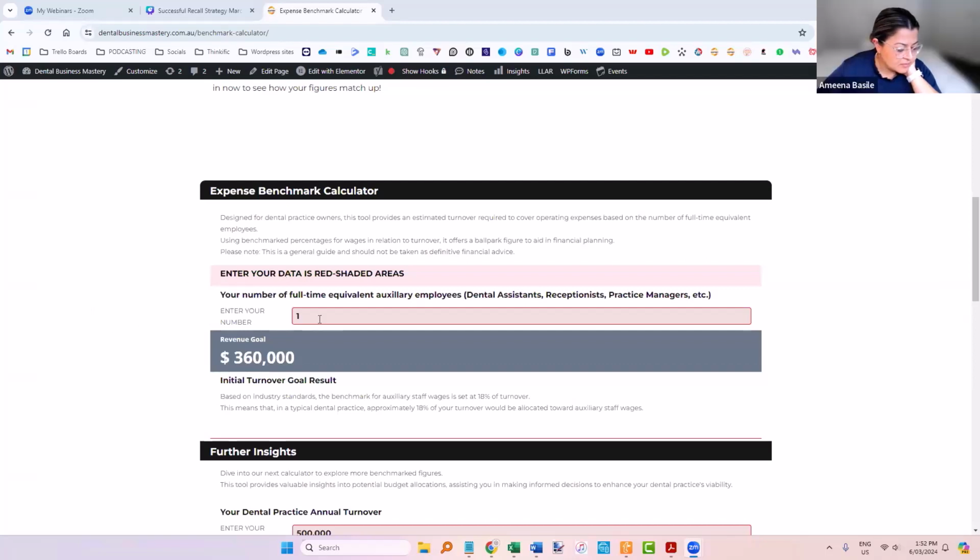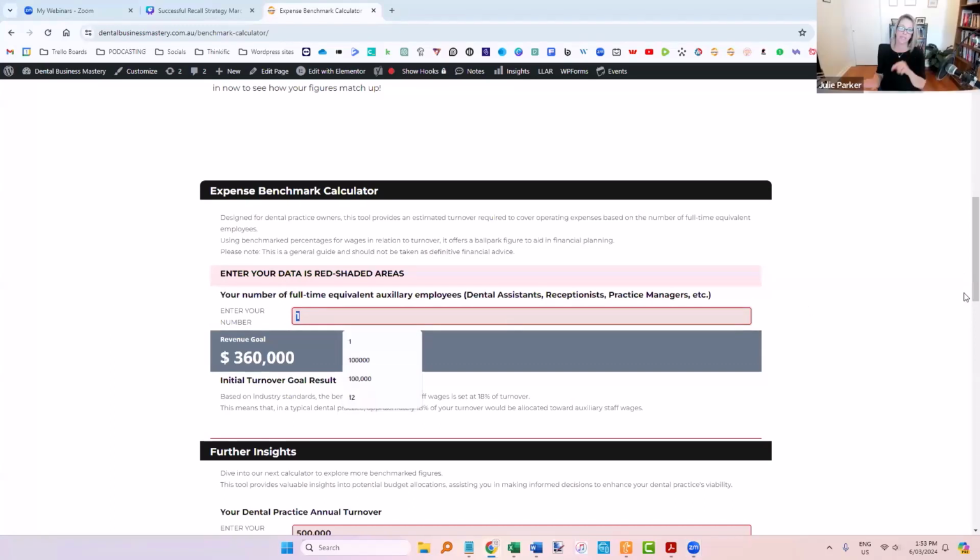If you enter in the number of auxiliary team members, not dentists or practitioners, for example, well, we've got 2 dental nurses and we've got 1 receptionist, so it's 3 auxiliary team members, then you should be turning over at least $1.08 million a year. However, if you've also got the practice manager, you need to be turning over $1.4 million to have that make sense in your practice.